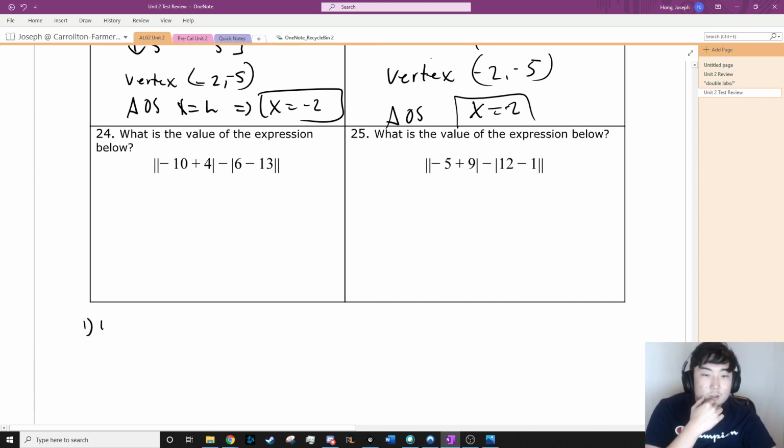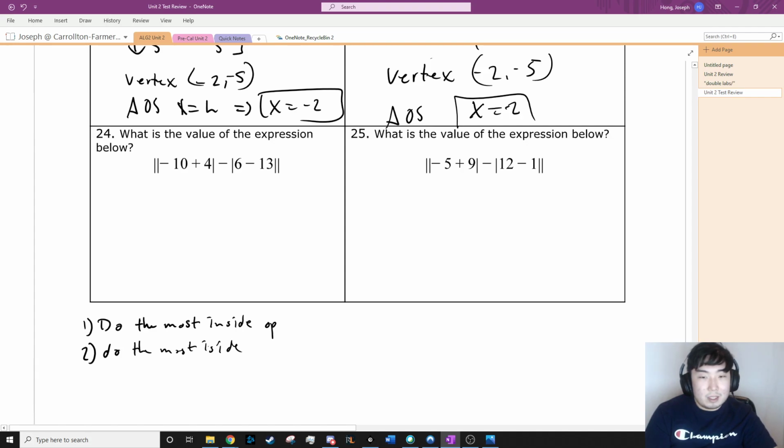Step 1, do the most inside operation. Step 2, do the most inside absolute value. And then step 3, repeat step 1 till finished.